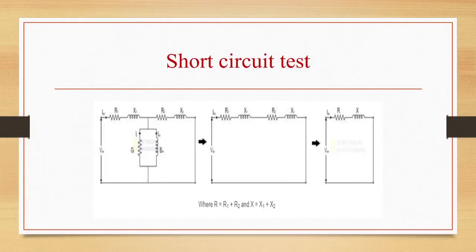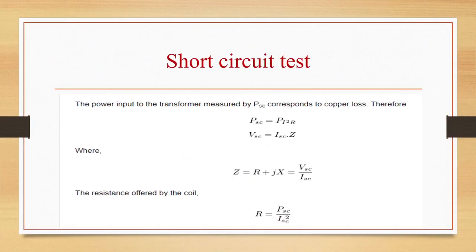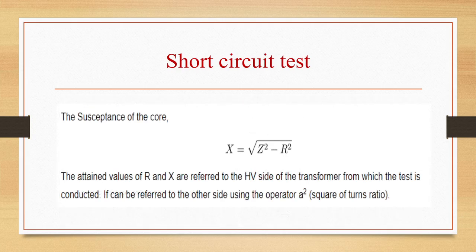This is the equivalent circuit diagram for a short circuit test. R equal to R1 plus R2, X equal to X1 plus X2. Power input to the transformer measured by PSC corresponds to copper loss. So PSC is ISC square R, VSC is ISC into Z, where Z is equal to R plus jX, or VSC by ISC. Resistance offered by the coil R is equal to PSC by ISC square. Reactance X is equal to root of Z square minus R square. The attained values of R and X will be referred to the HV side of the transformer from which the test is conducted, and it can be referred to the other side using operator a square.